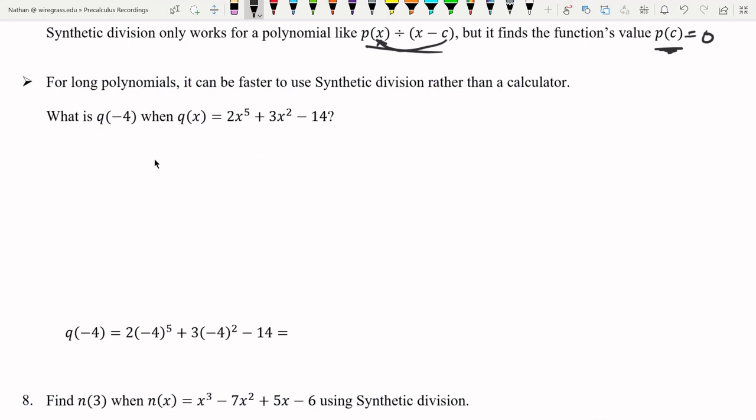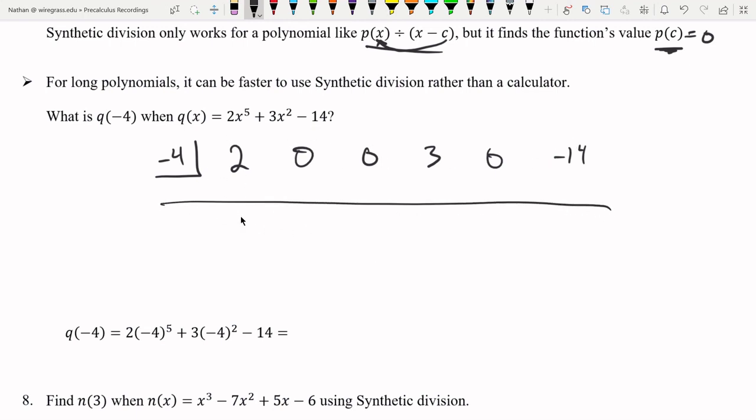I'm going to write this one. I'm just going to show you it. Q of negative 4 is the same thing as, let's see, we're going to take 2. We're missing the 4th and 3rd powers, so 0 and 0. The x squared term is right there, 3. We're missing the x power, so that's going to be a 0. And then minus 14. So we have 2x to the 5th plus 0x to the 4th plus 0x cubed plus 3x squared plus 0x minus 14.